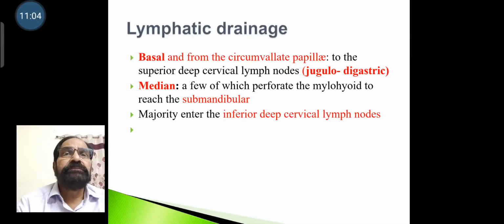The basal region and circumvallate papillae drain to jugulo-digastric, also called superior deep cervical lymph nodes. Median region: a few which perforate the mylohyoid reach submandibular, but the majority enter into inferior deep cervical lymph nodes.